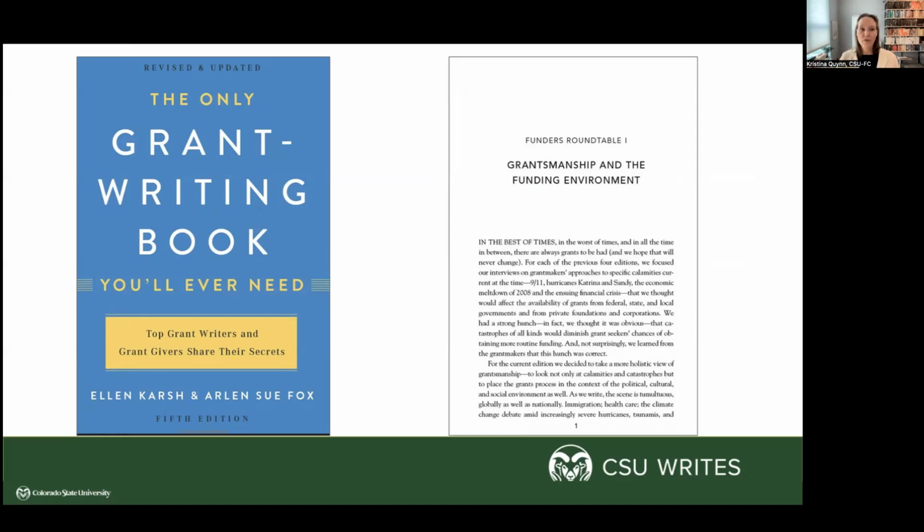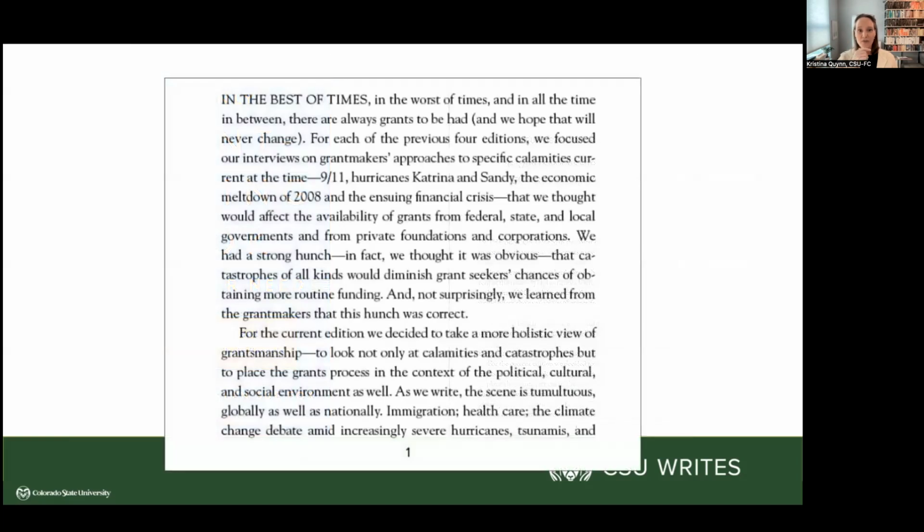So if it's the only grant writing book you'll ever need, and that was their title, I love that they're kind of playing with ways that they can engage you as a reader and to say, okay, this is our 5th edition, right? We need to keep going through this. And here's a bigger version of it.